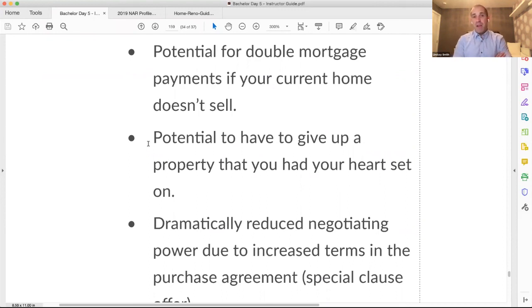They find a property they love and they put a for-sale-of-buyer's-home condition or something like that, and their house doesn't sell, and then they have to give that one up. That can be really hard on people. That can be an emotional roller coaster.